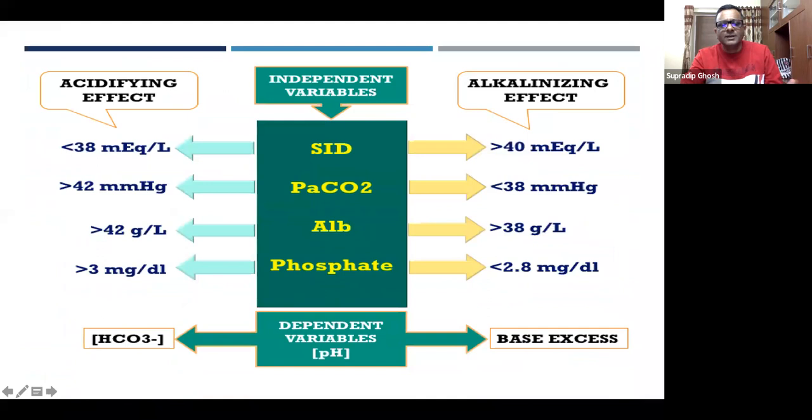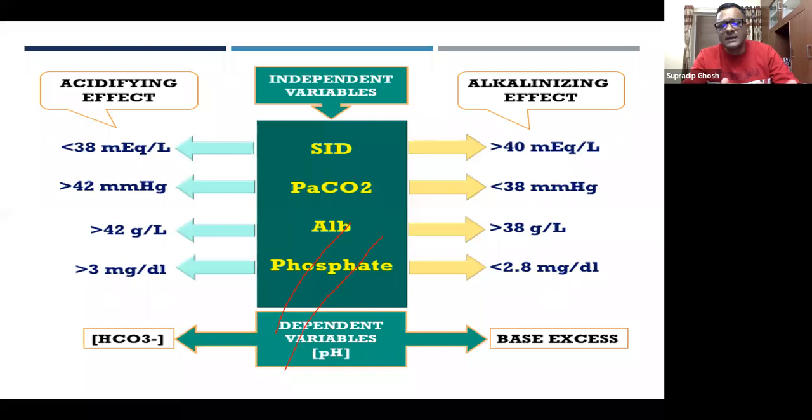Now, let's make it more simplified. Simplistically speaking, let's try to remember that there are only four independent variables which determine metabolic acidosis and metabolic alkalosis. These are SID, PaCO2, albumin, and phosphate. If the SID increases, this produces alkalosis. If the PaCO2 decreases, it produces alkalosis. If the albuminate decreases, it produces metabolic alkalosis. If the phosphate decreases, it produces metabolic alkalosis.